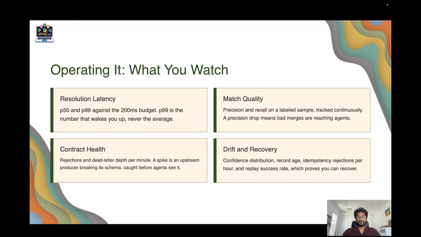The last one being drift and recovery. The confidence distribution, the record age, the idempotency rejections per hour, and the replay success rate, which is the metric that proves you can actually recover when something does go wrong. All of this rests on one thing being stable underneath it: the contract.